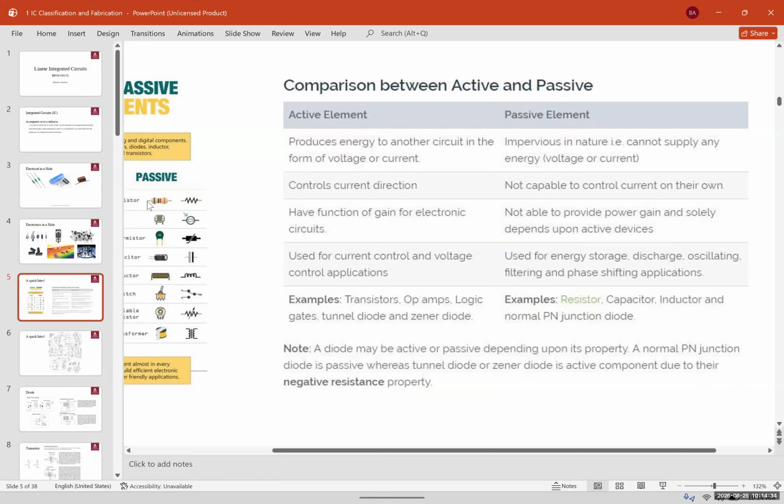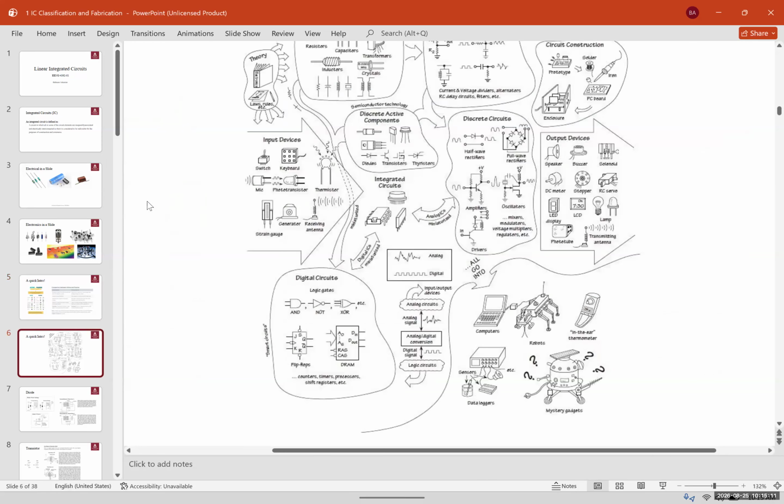The active elements are used for current control and voltage control applications. Passive control elements are used for energy storage, discharge, oscillating, filtering, and phase shift, and so on. One example is capacitors and inductors. Capacitor, mainly it's for storing voltage. Inductor is for current. And you can use them for phase shift if you want to synchronize voltage and current. And they're used a lot in filters as well to be able to store some energy. And obviously some examples as well.